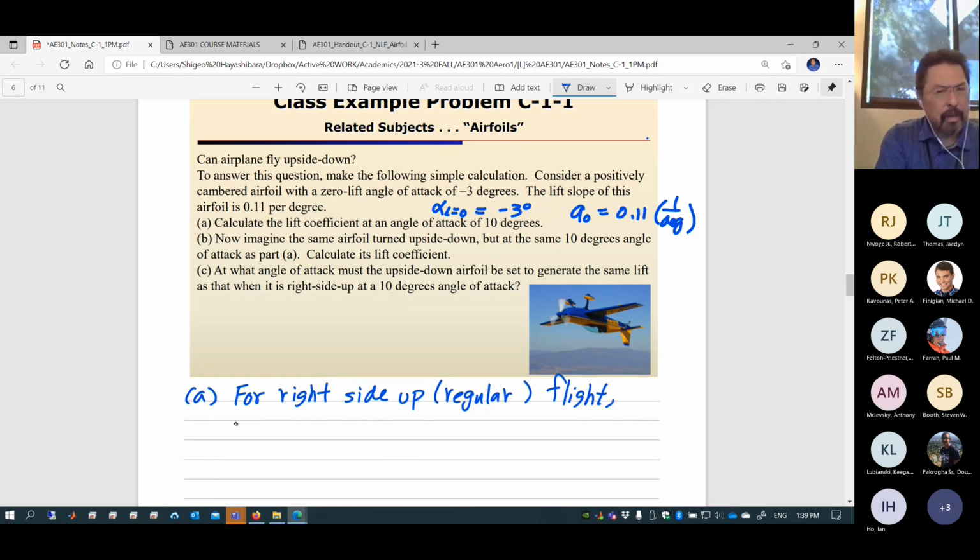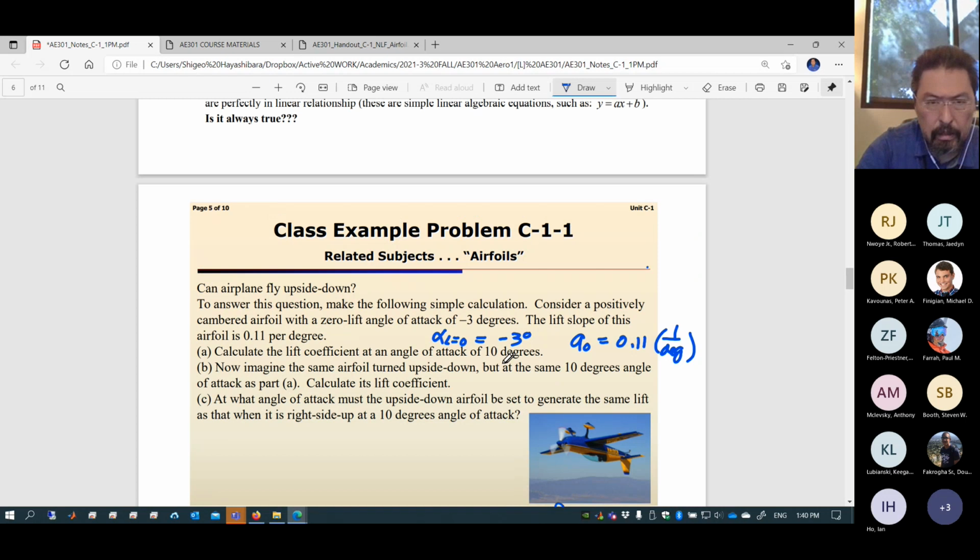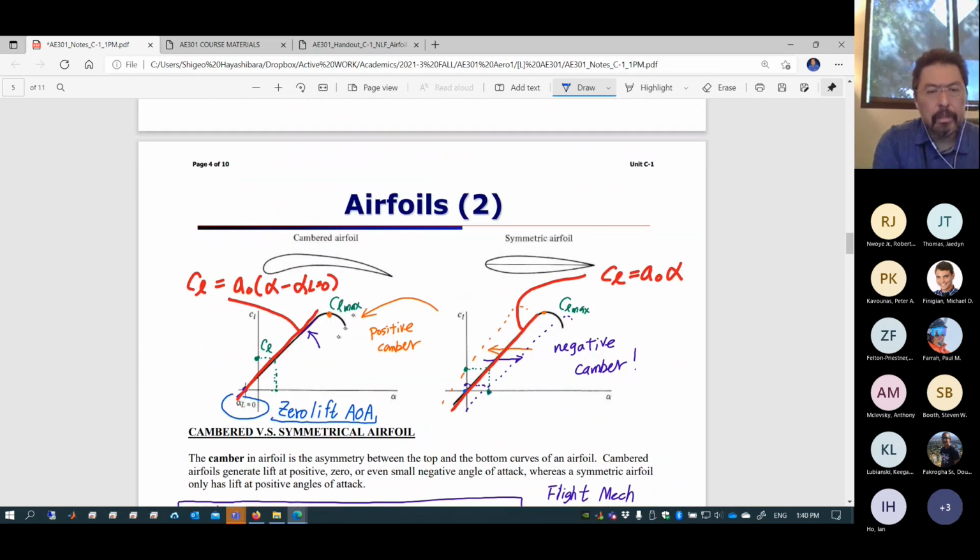Right side up, regular flight, alpha equal to 10 degrees. How much CL am I producing? That's easy. CL is equal to A0 times alpha minus alpha 0 lift. Wasn't it right? I know alpha is 10 degrees, A0 is 0.11 per degree, alpha 0 lift is minus 3. Okay, gotcha.